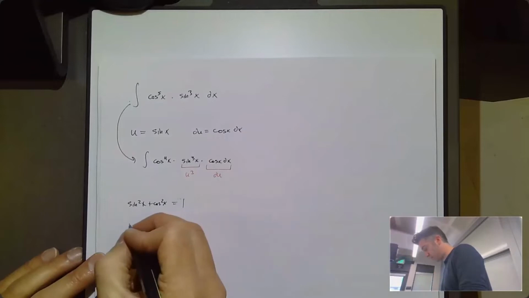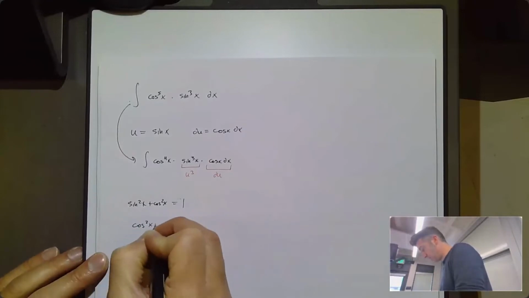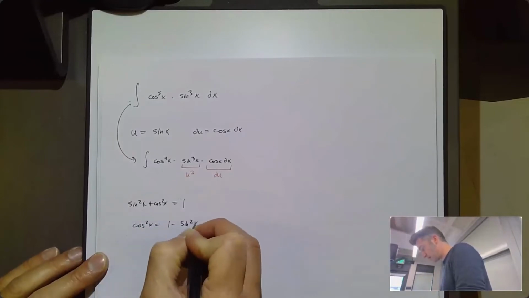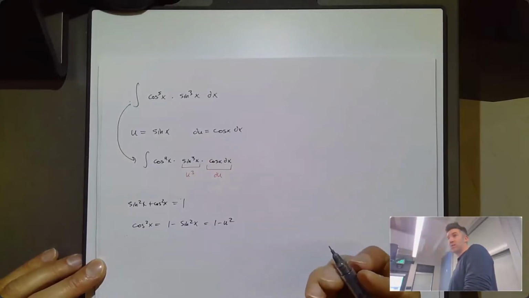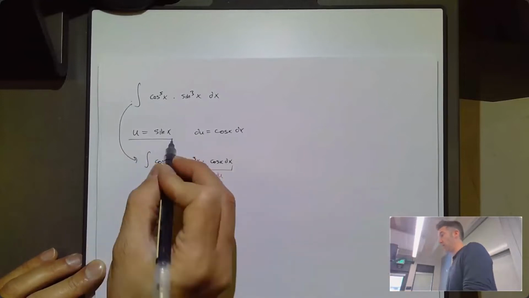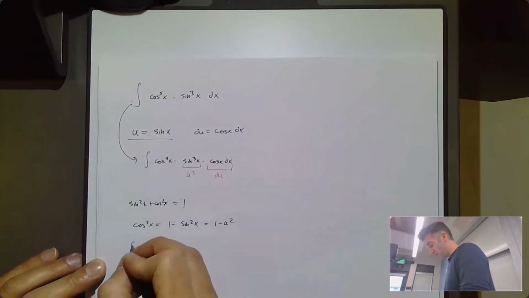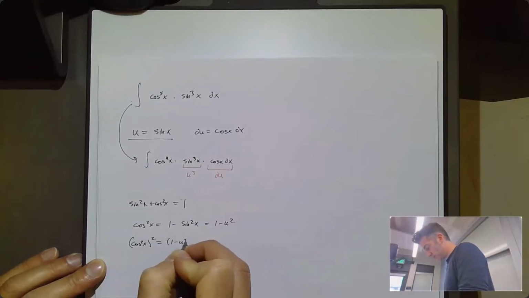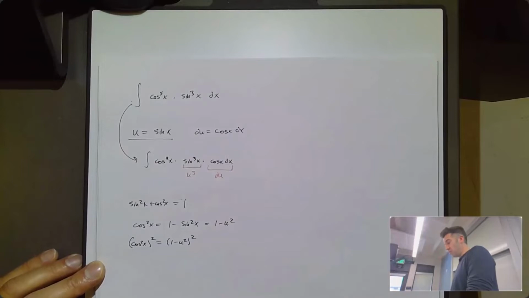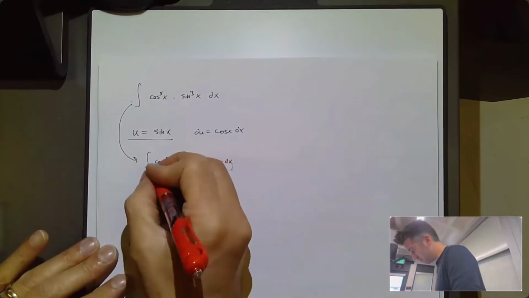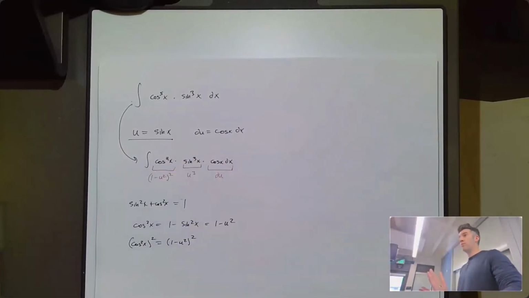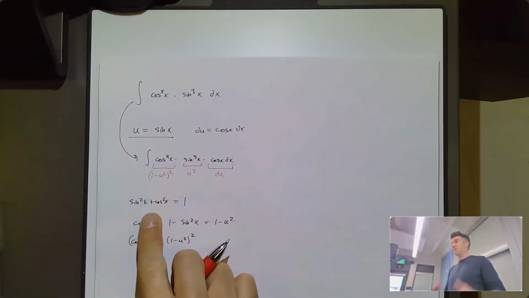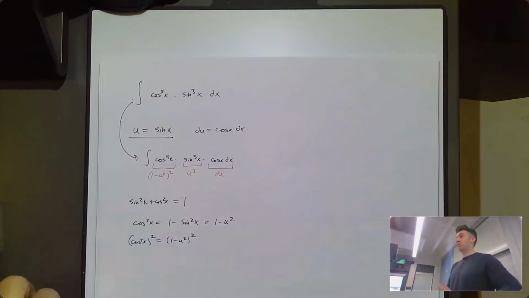So we're going to solve for cosine squared. So cosine squared x equals 1 minus sine squared x, which is going to be 1 minus u squared, because u is sine in this particular problem, right? We chose it right there. And then we have to square both sides. So this is going to be 1 minus u squared squared. It's totally doable. Right? You multiply that out, you distribute the u cubed, and you integrate this thing. But there's a better choice.